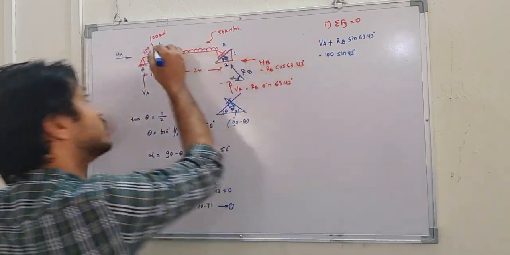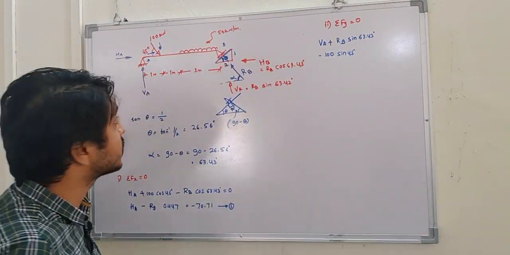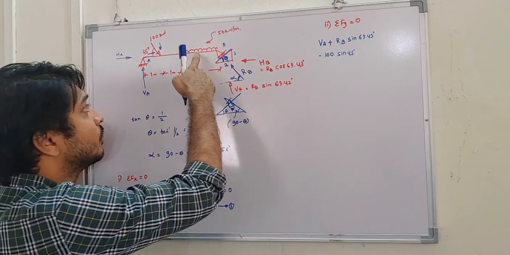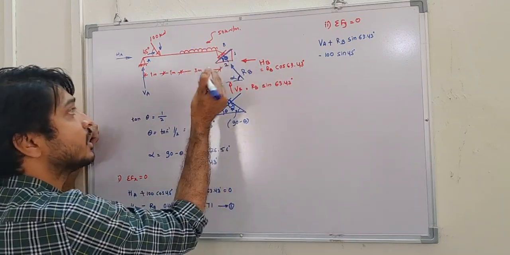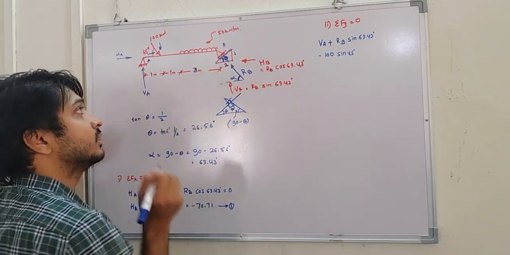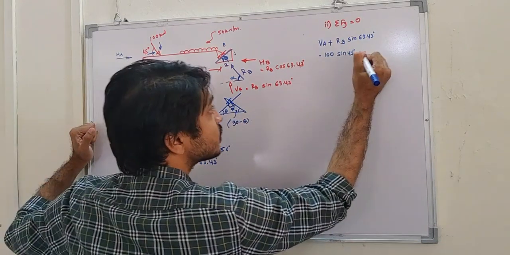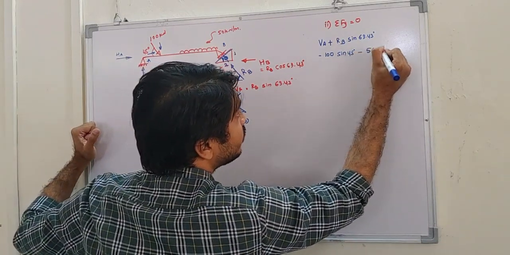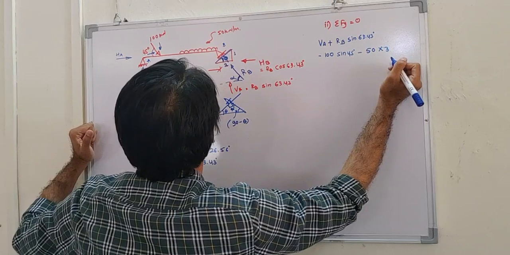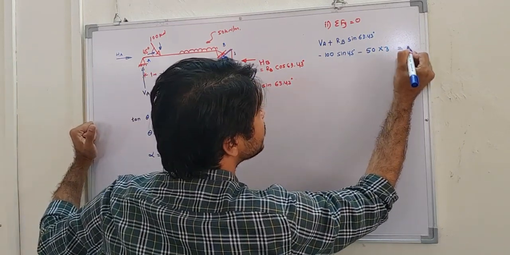Resolving this 100, this is also inclined, not horizontal or vertical, right? And then we have this 50 kilonewton per meter, running for a length of about 3 meter. So this is also minus 50 into 3, which is equal to 0, right?